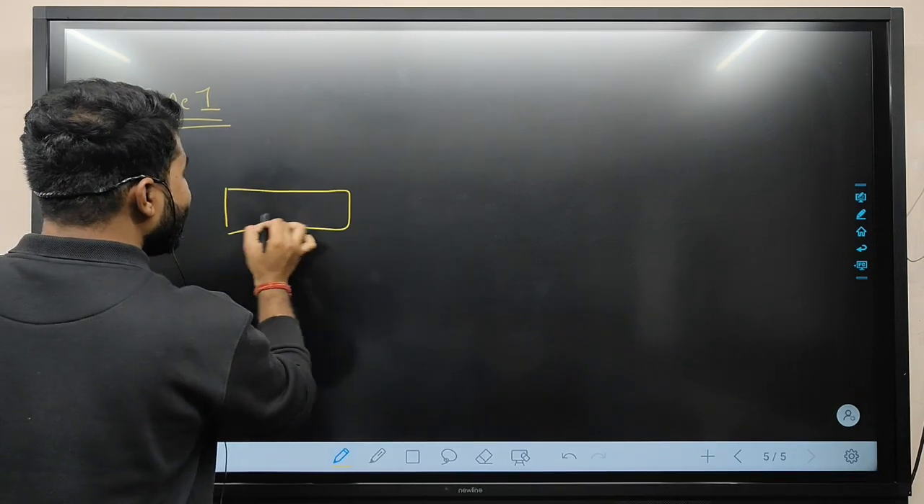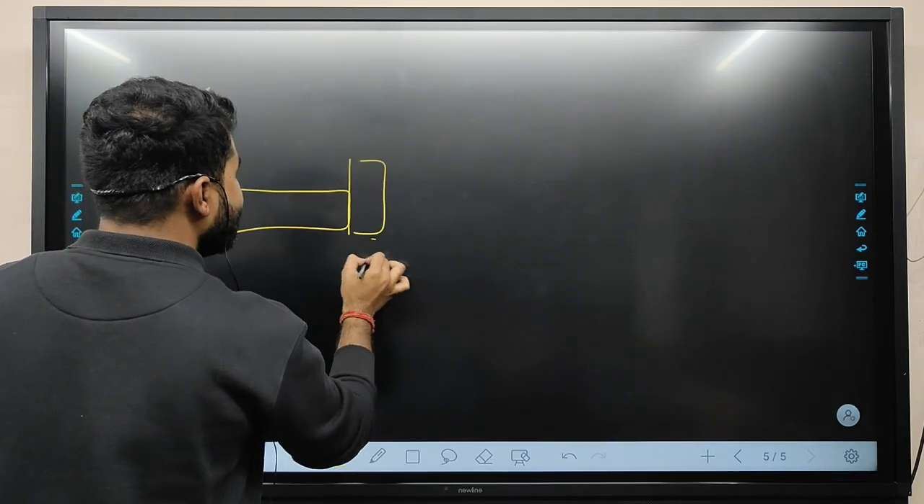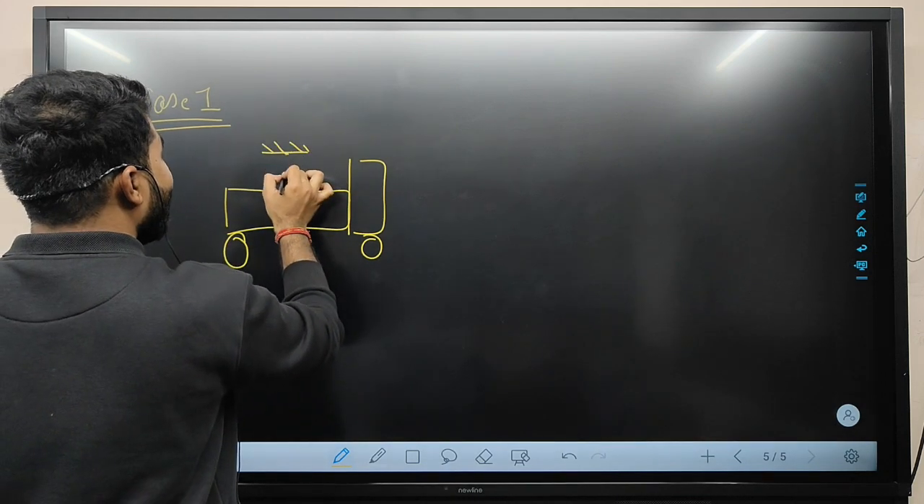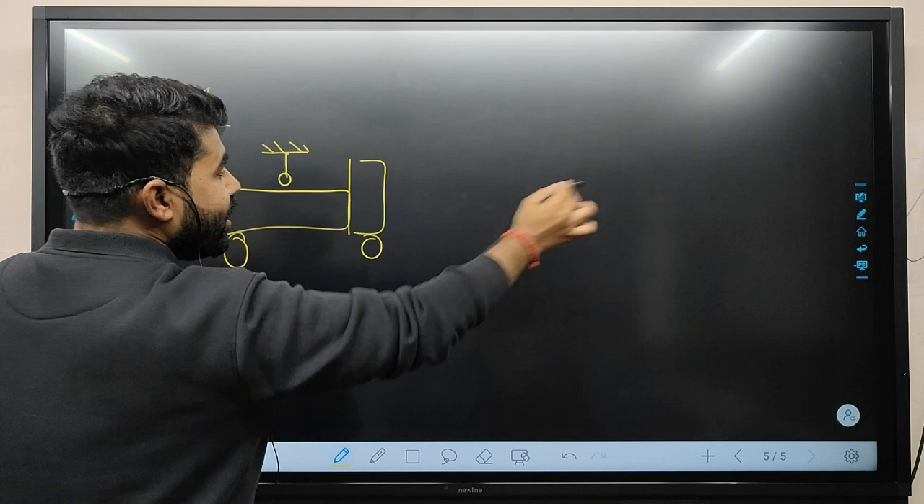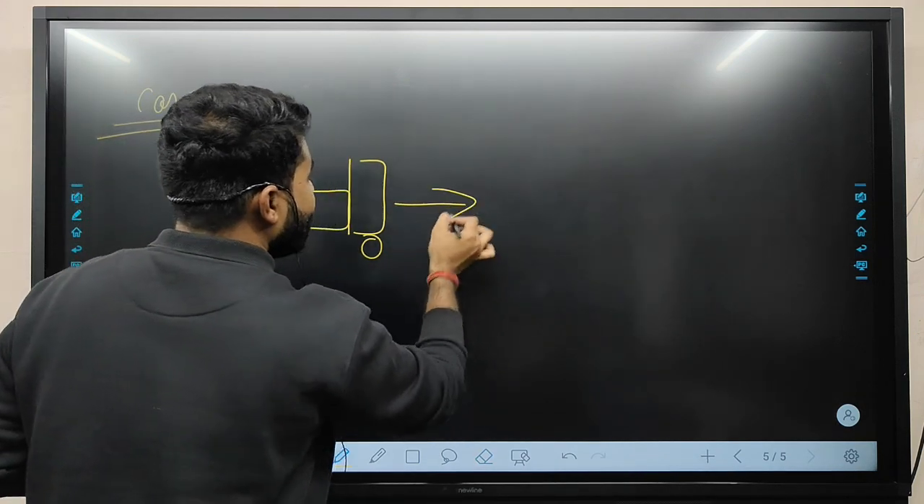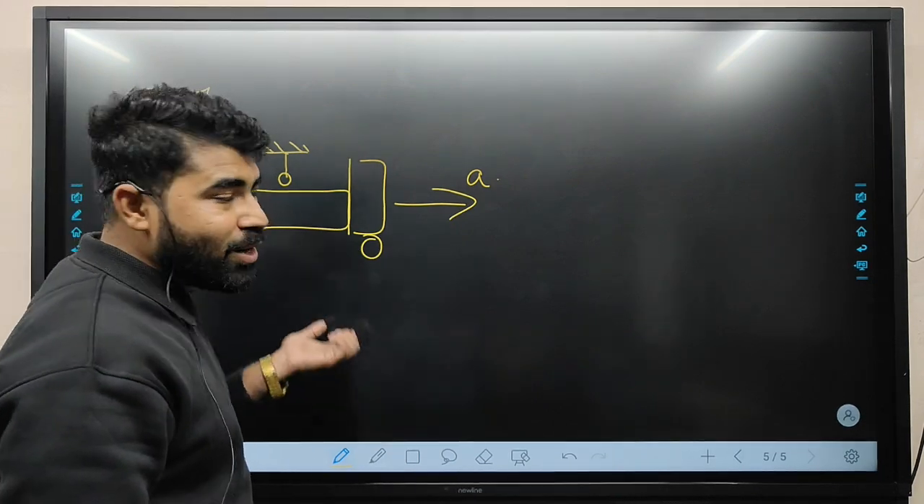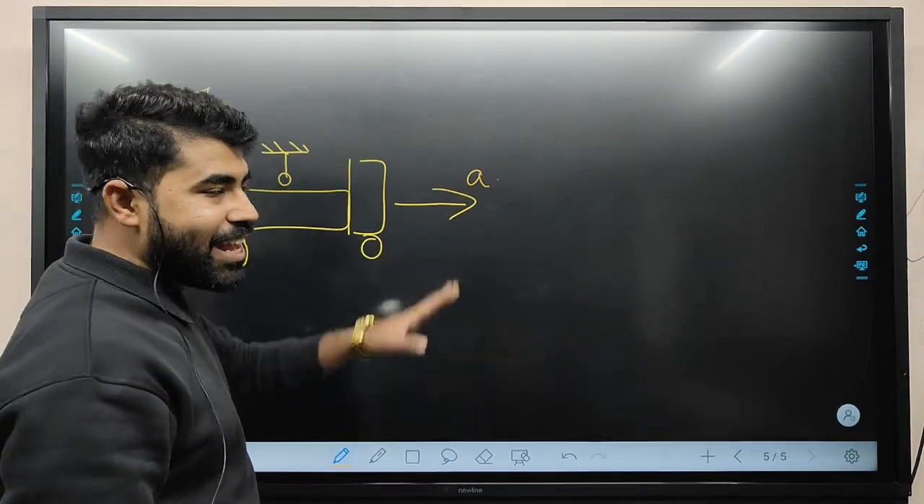For example, this is our lorry, and there is one pendulum in this lorry, which is going in this direction with acceleration a. Now what will be the time period of this pendulum when it is going in this direction?